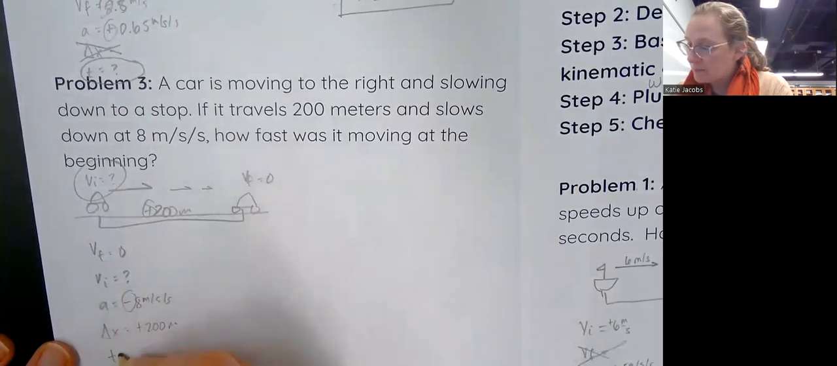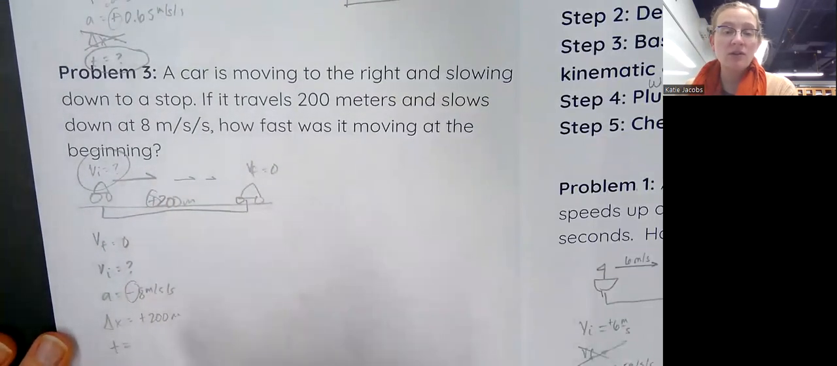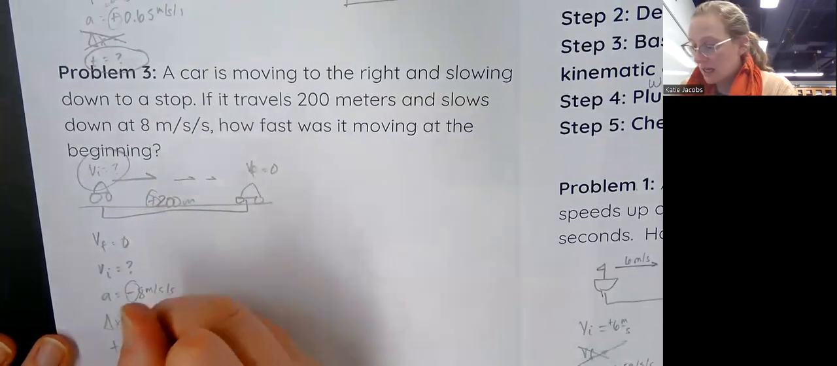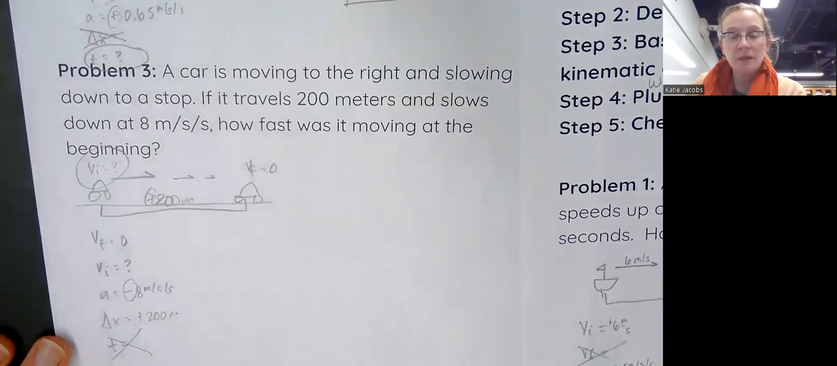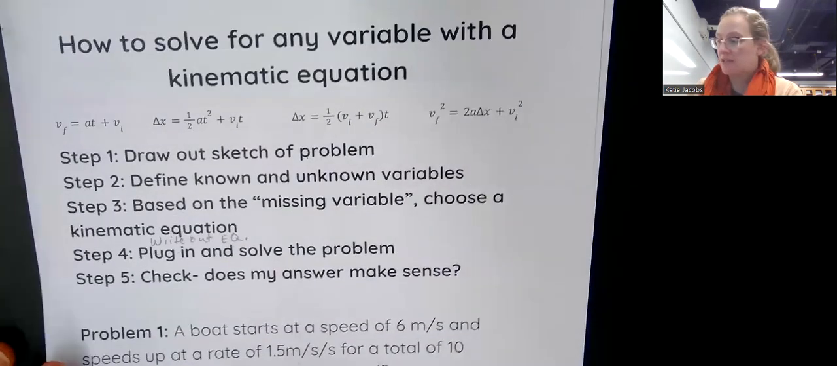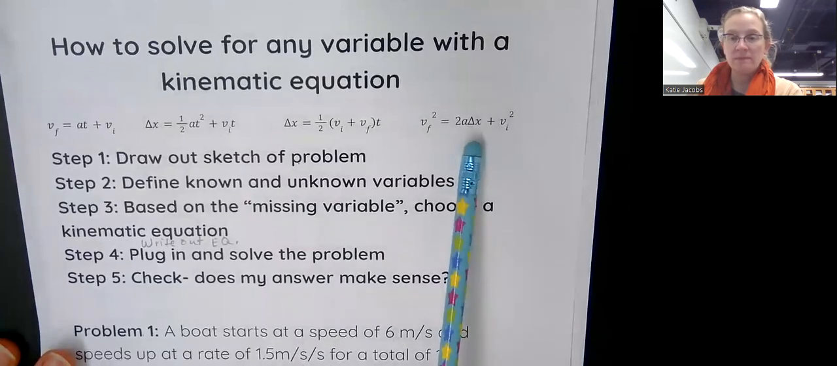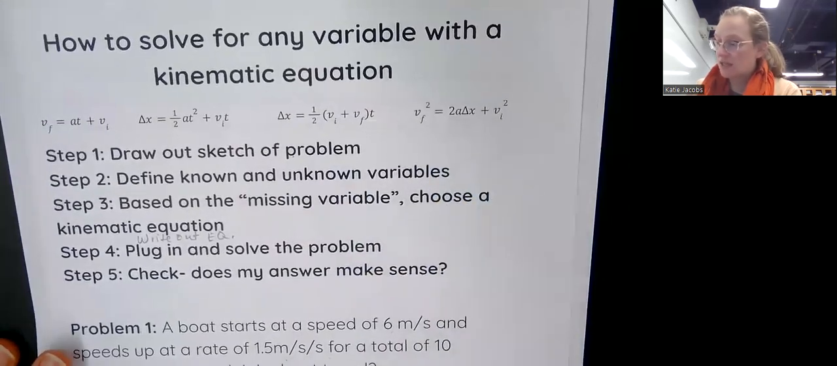The time is not known. It's also not asked for. Time is the variable they don't care about. Time is the missing variable. So I have to pick an equation that doesn't have time, which is the final equation. It's missing T.